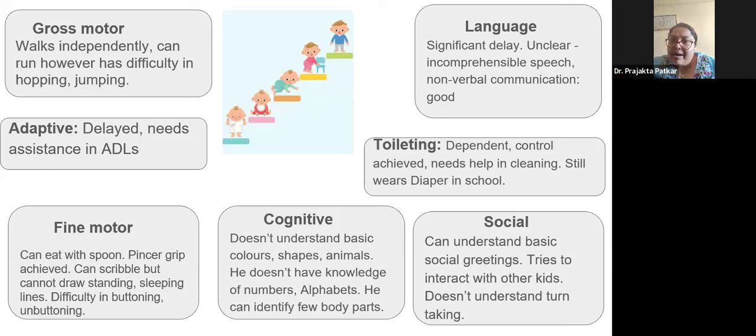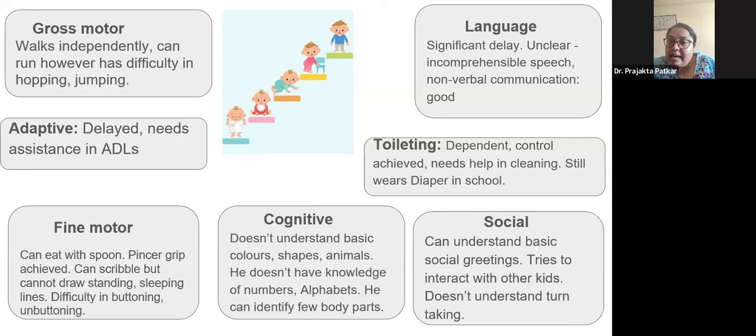When we looked at his milestones, currently at 8 years of age, he could walk independently. He could run. However, he had difficulty in hopping and jumping. With regards to his fine motor skills, he could eat with a spoon. Pencil grasp was achieved, but he could scribble, but he couldn't draw. He couldn't draw standing or sleeping lines. He found it difficult in things which needed fine motor grasp, like buttoning, unbuttoning. He could speak, but there was a significant delay. His speech was unclear. His non-verbal communication was good enough.